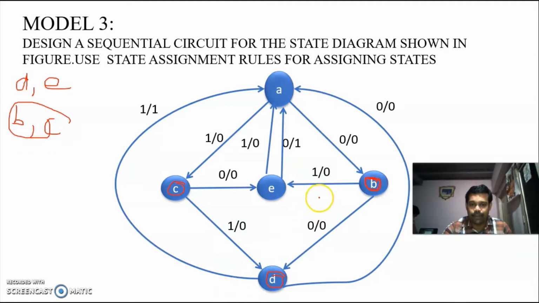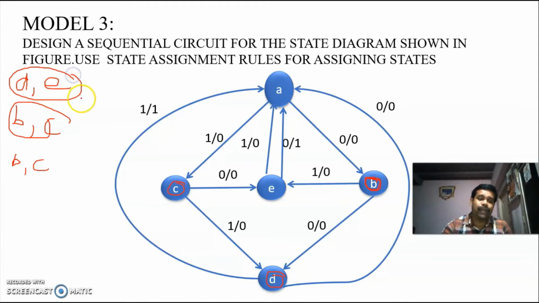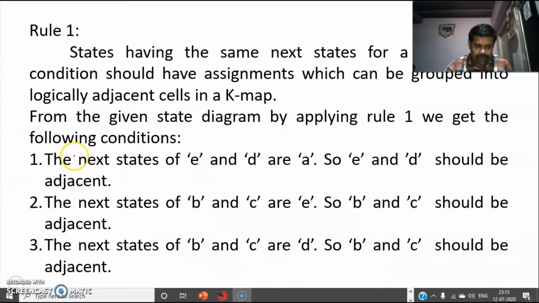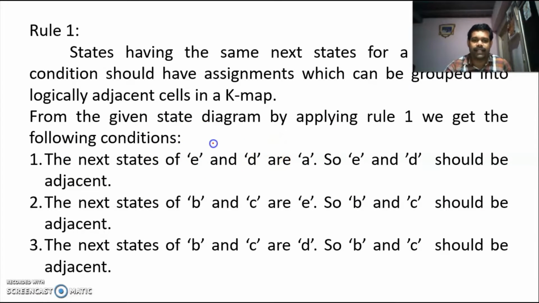Now you come to E. E is also getting input from B and C. So B and C should be placed in the nearer cells of the K map. So rule 1 is completed. From rule 1, what we understand is the states D and E should be placed in nearer cells in the K map. Similarly, the states B and C should be placed in nearer cells. So by applying the rule to the state diagram, we got that D and E should be in nearer cells and B and C should be in nearer cells.